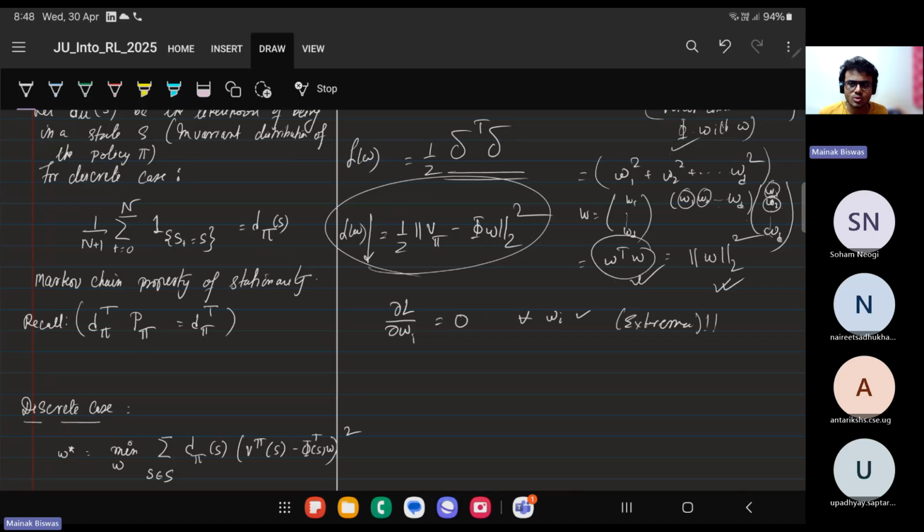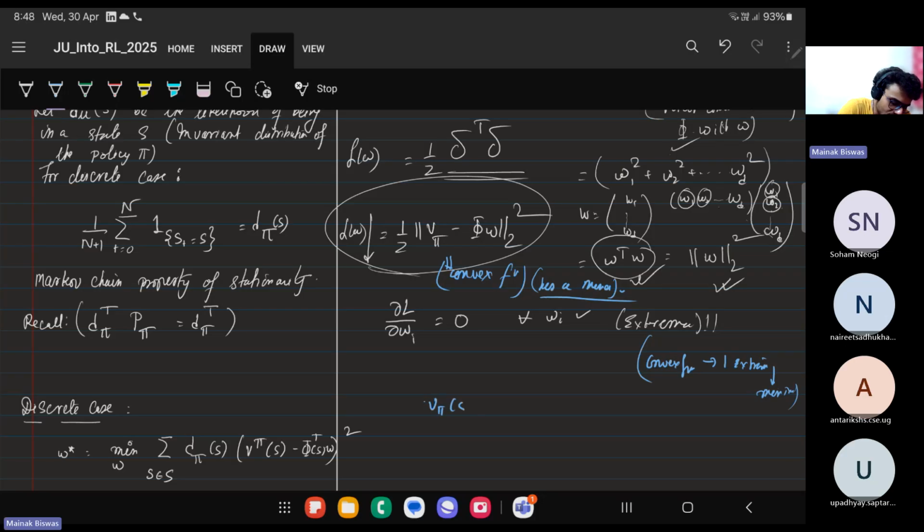For an extrema, it has to be equal to 0. This is a convex function, so it has only a minima. There is no question of a maxima. Only one extrema exists for a convex function, and we have done it last time as well. But remember, a convex function has one extrema, and that is a minima. So all we need to do is take the derivative and set it to 0. So let us take the derivative.